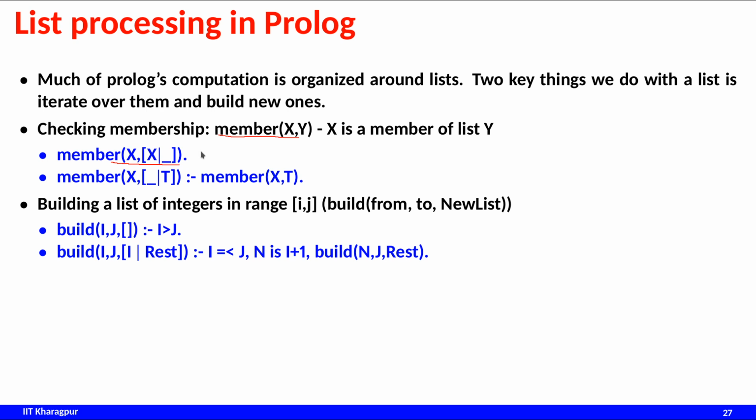So if this holds, then definitely X is a member of the list. Or it's not necessary that X will be the head of the list. So we define it in terms of a kind of recursive definition. We have a list, we have something in the front, and we have the tail list, and X matches with the tail. So member(X, list) if X is a member of T. If that is true, then I can say X is a member of the list. We will see with an example how we can actually interpret this. But this is a recursive definition: X is the head or X is a member of the tail list.